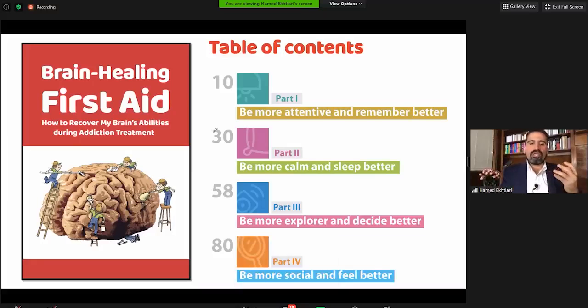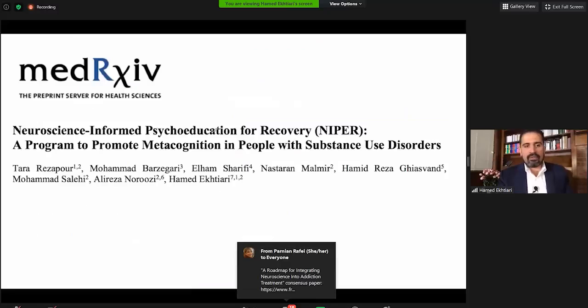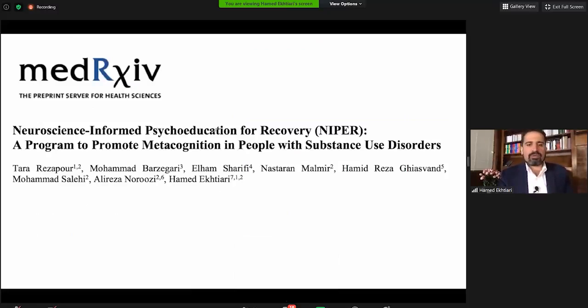We need to communicate whatever we are discussing in terms of neuroscience and the brain to the patients as well. So we need to give them an idea: what are we going to do? What are we going to use for different sorts of interventions? So we started to develop what we call neuroscience-informed psychoeducational materials, and we are running different studies using them for recovery. And also we have recently started to use them for prevention as well.